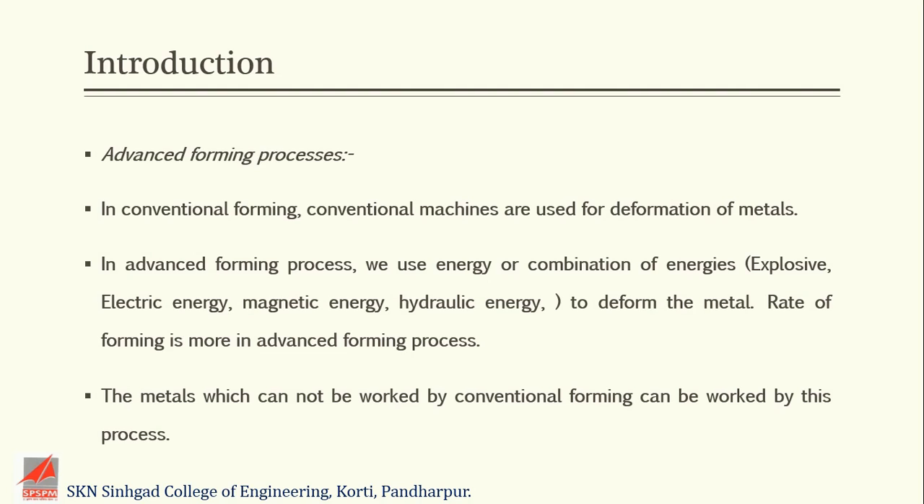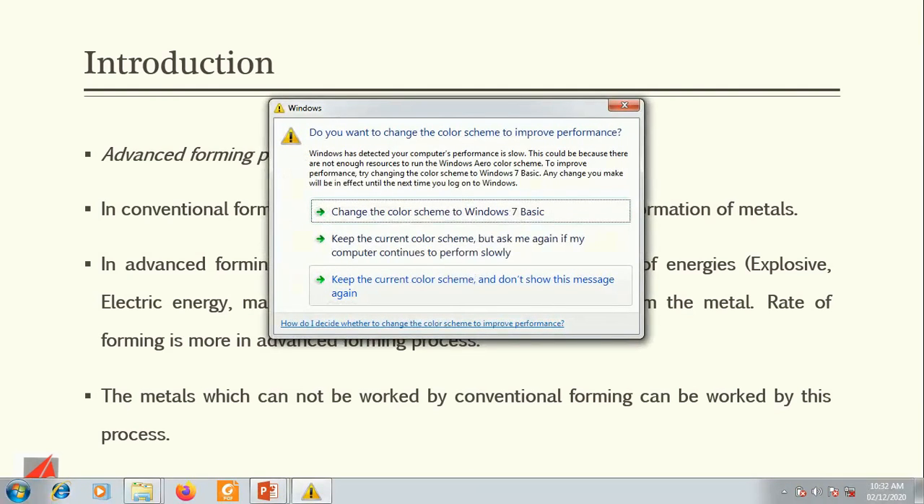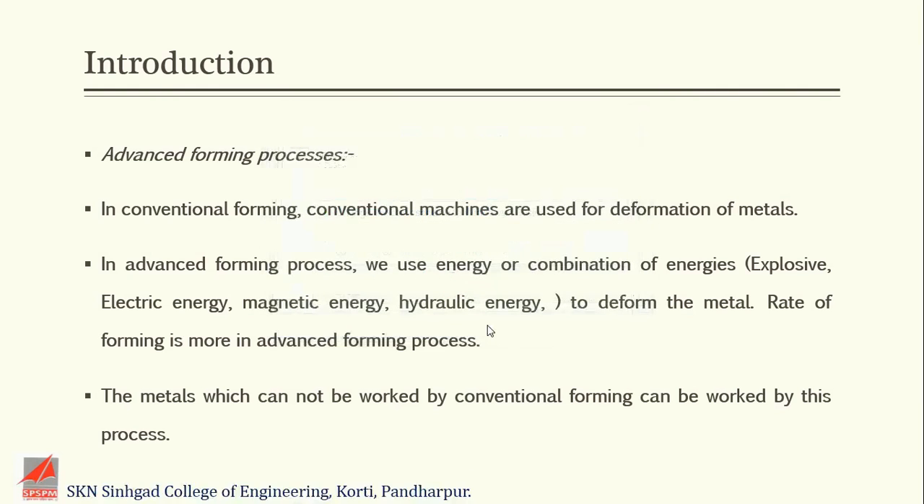and the rate of deformation is more in case of advanced forming process, and this process is applicable to those metals which are not possible to work by using conventional forming processes. In this case we can use explosive energy, electric energy, magnetic energy or hydraulic energy for the deformation of metals. The metals which are comparatively brittle, whose deformation is not possible by conventional forming processes, to these metals we can use these advanced forming processes.